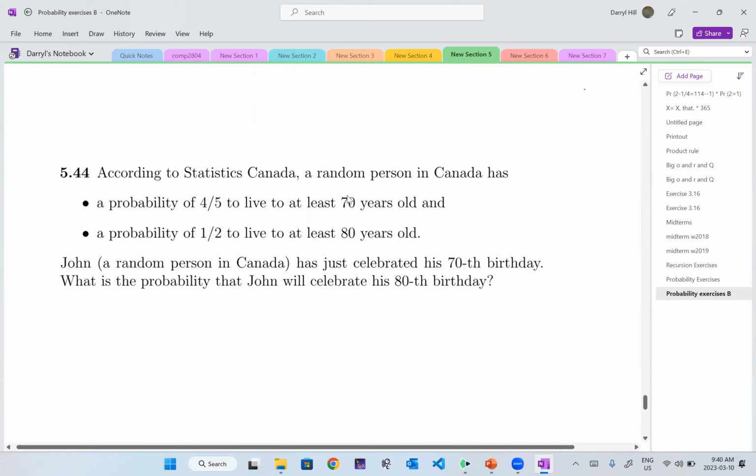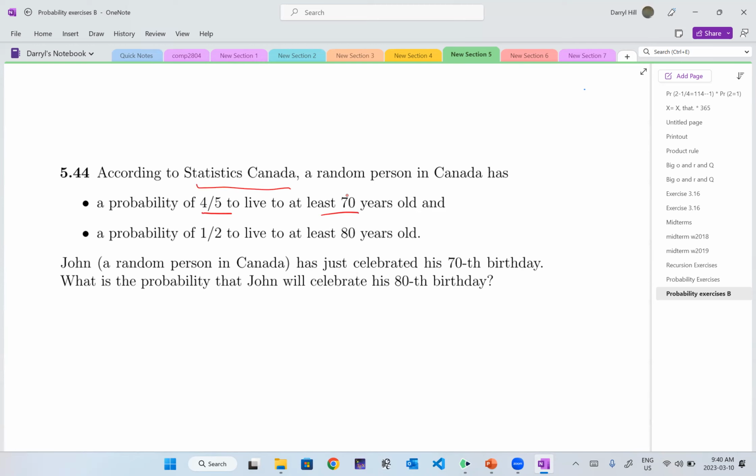According to Statistics Canada, a random person in Canada has a probability of 4/5 to live to be at least 70 years old, and a probability of 1/2 to be at least 80 years old. These are probably pretty close to the real thing. So I choose a random person in Canada who turned 70. Now, what is the probability that they make it to 80?